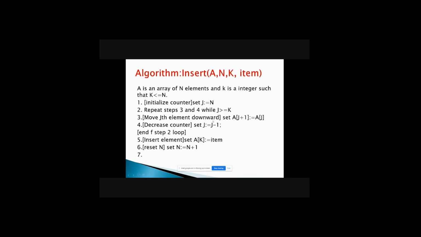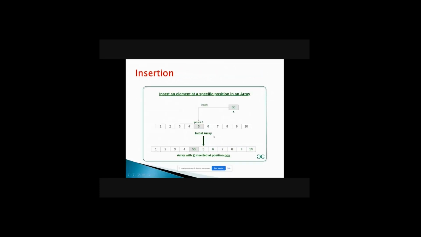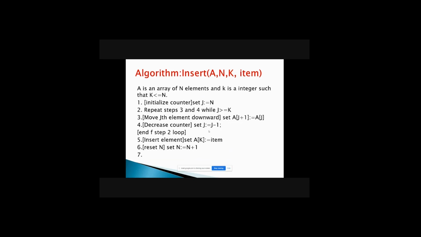So insert element, set A of 4 equals item. So now what are you going to place? A of 4, that is in the fifth position, you are going to place the element 50. What is your item here? Item is 50. Then after inserting, earlier how many elements were there in the array? 10 elements were there. Now after inserting a new element into the array, how many elements are there? 11. So what should be your n value? Now the n value gets incremented by 1.